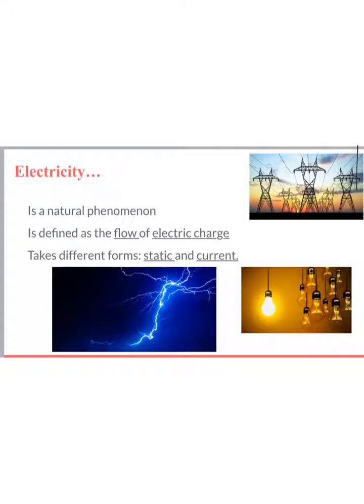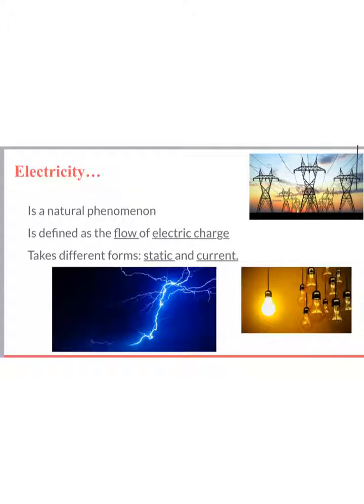Today in this video, you should be able to define electricity and tell me about how the electrons move through an electrical circuit. You should also be able to determine if circuits are opened or closed and tell me the difference between an insulator and a conductor.